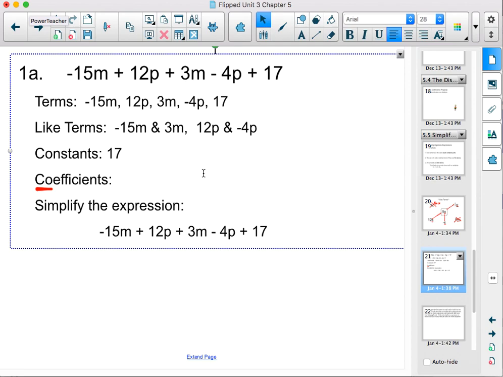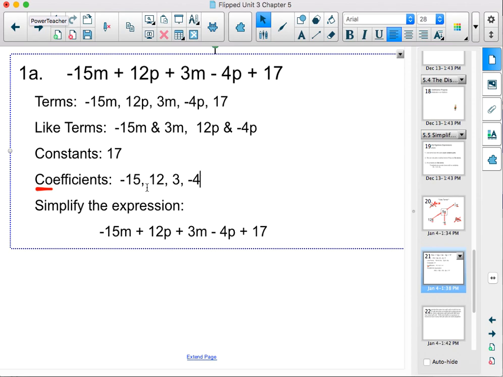So our first coefficient is negative 15. That's the number in front of the m. Our second coefficient is 12. That's the number in front of the p. Our third coefficient is 3. Our fourth coefficient is negative 4. 17 is not a coefficient because it's not working together with a variable. That one's called a constant.